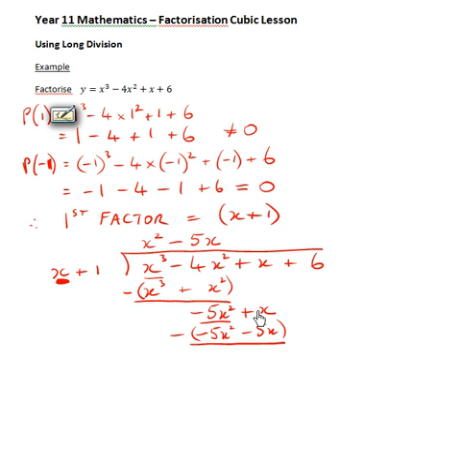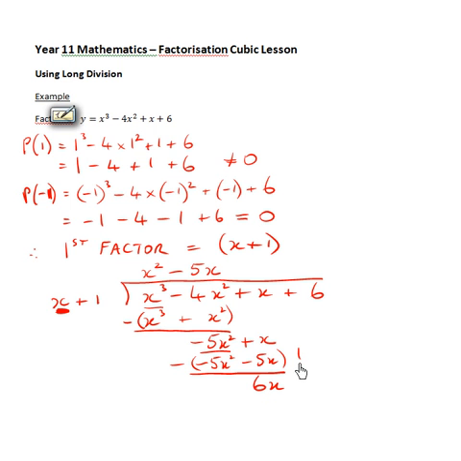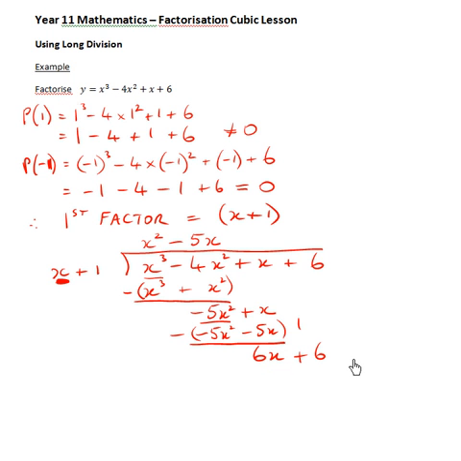Take that line from the line above it and you'll end up with x take negative 5x, which is 6x, then bring down the 6. How many times does x plus 1 go into 6x plus 6? The answer is 6. 6 times x plus 6 leaves no remainder, which is what we wanted. So what we've got is that the polynomial now equals x plus 1, my very first factor, multiplied by my second factor, x squared take 5x plus 6.